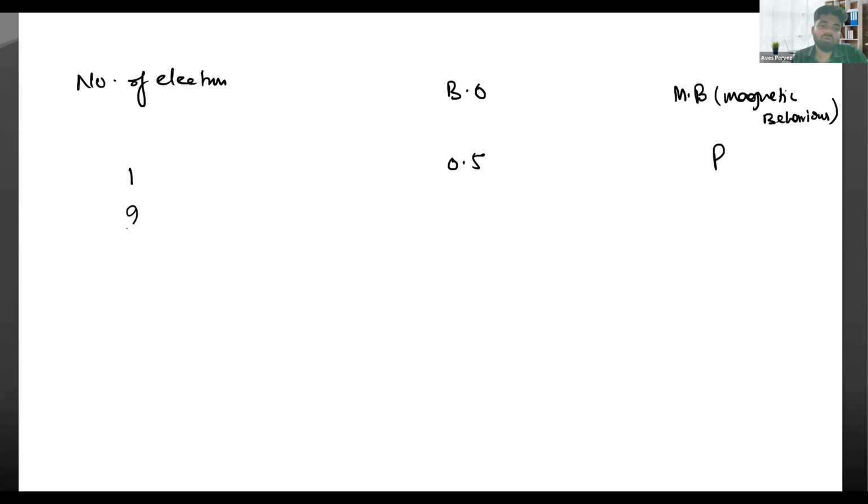Then if we have a total of 2 electrons, the bond order will be 1 and it will be diamagnetic. Then we have 3 electrons. Don't think the bond order will become 1.5. It will be the difference of these two: 3 can be written as 2 plus 1, so the bond order is 0.5. Or you can remember it this way. For 3, it is again paramagnetic.